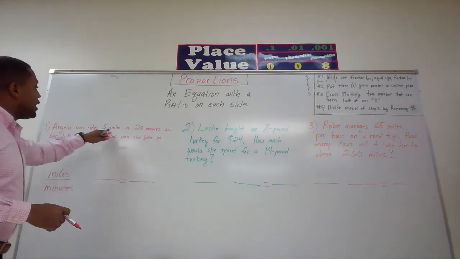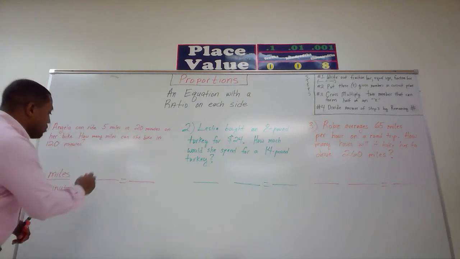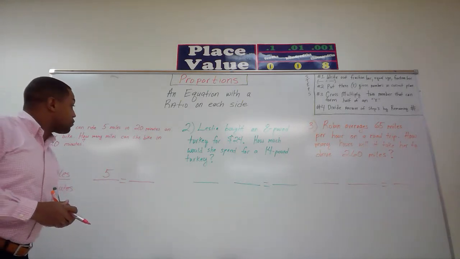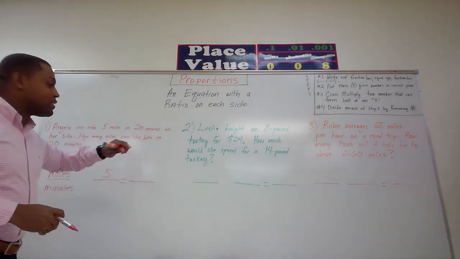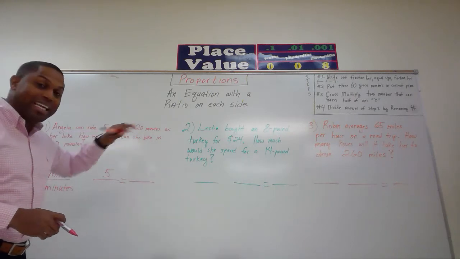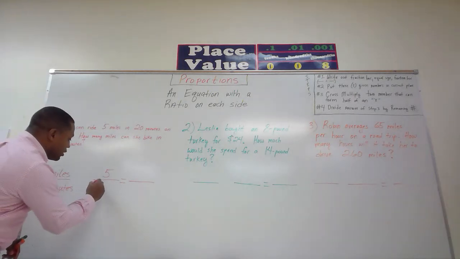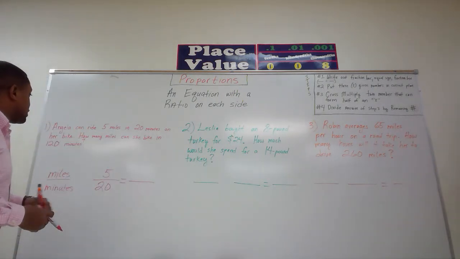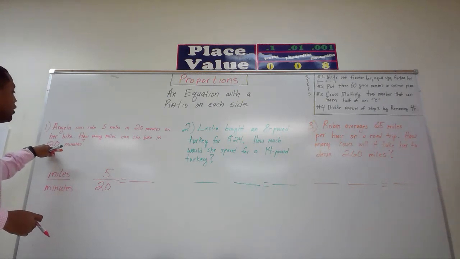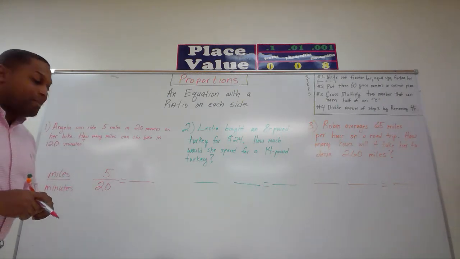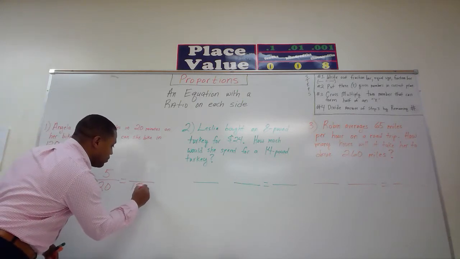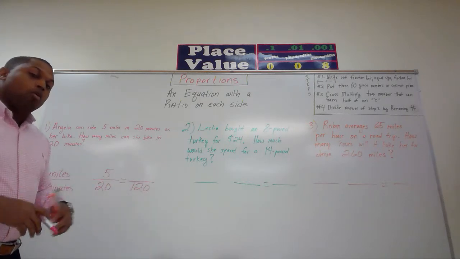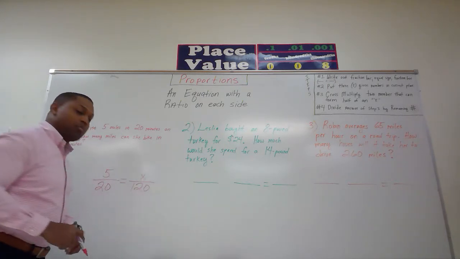As I'm reading this question, 5 is connected to miles, so I'm going to put it on what I call the miles line. This 5 and 20 are connected because we're doing 5 miles in 20 minutes, so I'm going to put the 20 on the minutes line. The third number, 120, is in reference to minutes, so I'm going to put it on the minutes line. Now I have my three numbers in the correct spot, and they're asking me what number goes here.